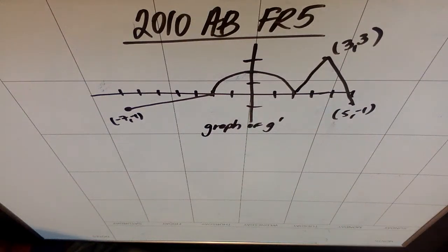Going to do some more AP review. This is 2010 AB free response number 5. This is AB only. It was not on the BC exam. So this is one of those problems where you're given a graph of a derivative. So this is the graph of g prime.